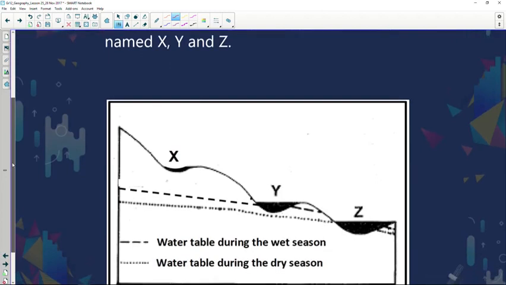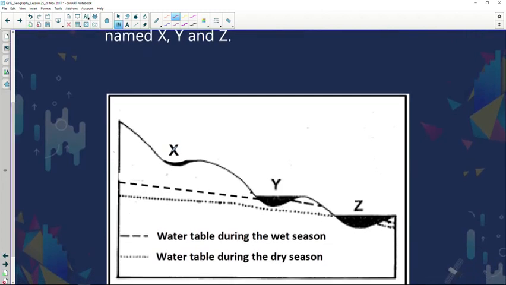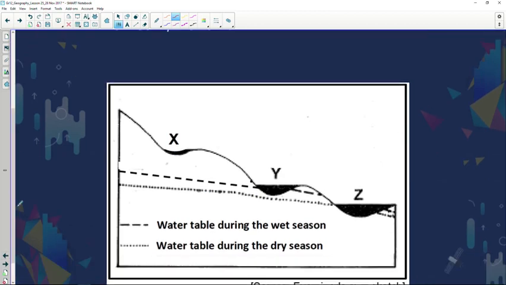Episodic, the correct answer will be X. If you look at it, the water table during the wet season is well below where the water is. The water table during the dry season is also well below. Episodic rivers only flow after flash floods. So your correct answer will be X.